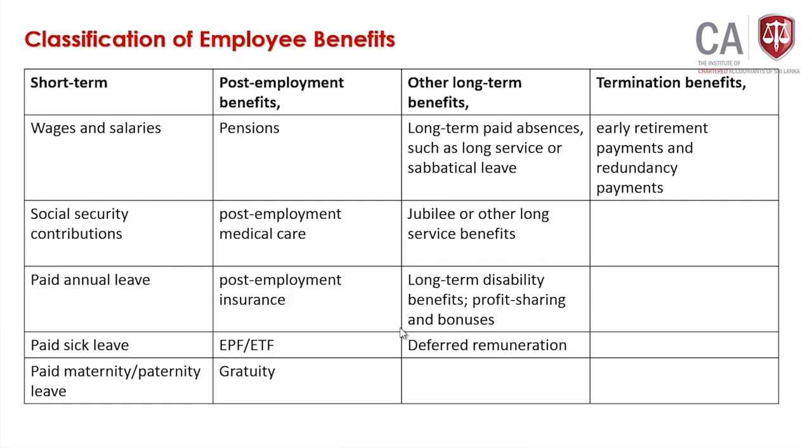My salary, sick leave, annual leave, maternity leave must be settled within 12 months after the reporting period. Those things will be identified as what? Short-term employment benefit. So what is salary? Short-term employment benefit. Sick leave, paid annual leave, paid sick leave, paid maternity leave, all these things are what? Short-term benefit. Then the other category, post-employment benefit. Look at this definition.